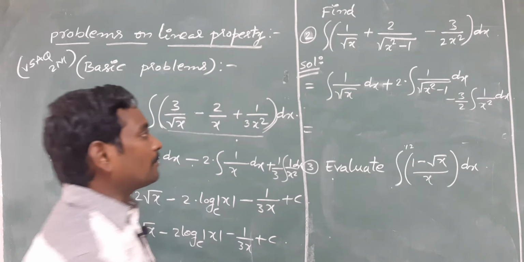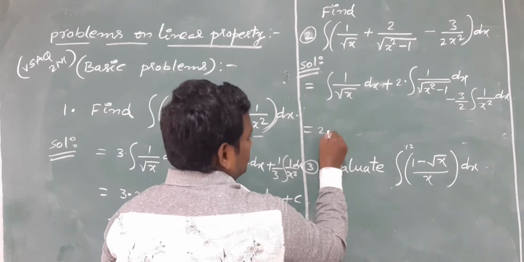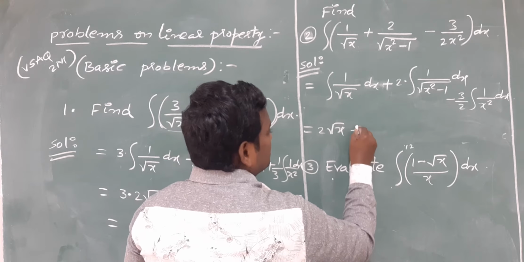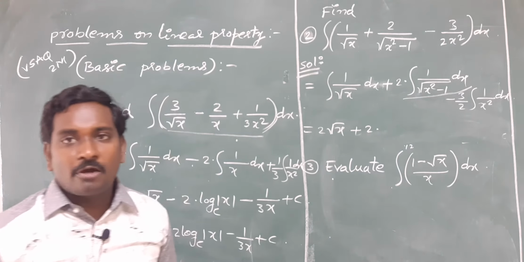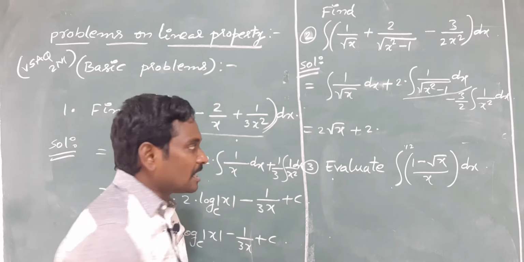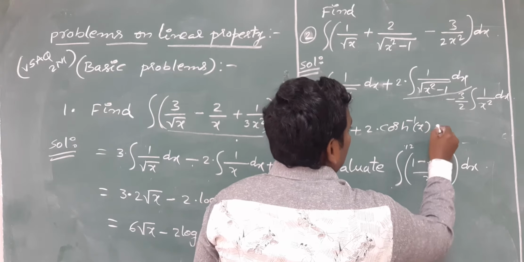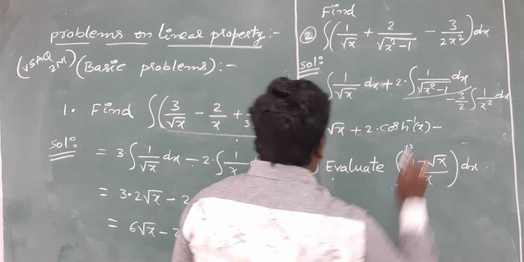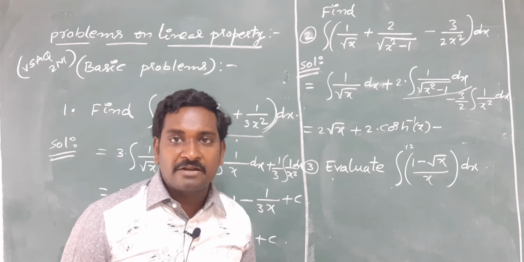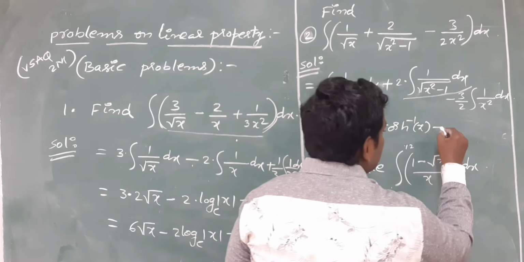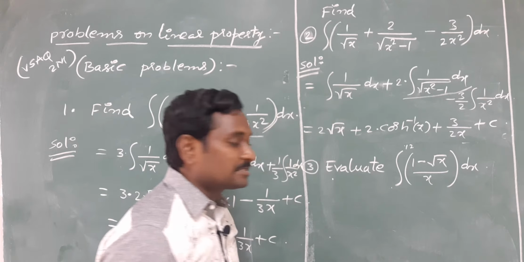Just in the previous problem we saw that integral 1 by root x is nothing but 2 root x plus 2 into, what is the formula for integral 1 by root over x square minus 1? That formula is cos h inverse x, minus, what is the integration of 1 by x square? Integration of 1 by x square is minus 1 by x, which is also that formula. So minus of minus plus 3 by 2x. Integration is completed, that's why write plus c.